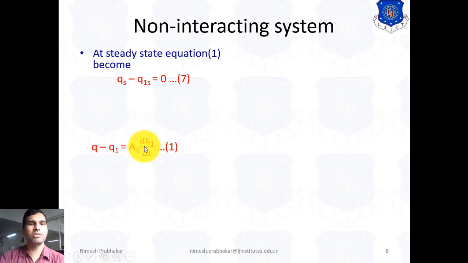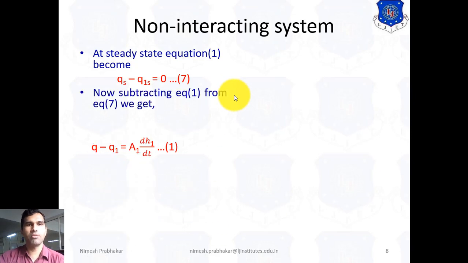So this derivative term is 0. So A1 into 0 is nothing but 0. So here we write the steady state value of equation number 1. Qs indicates the steady state value of Q and Q1s indicates the steady state value of Q1.